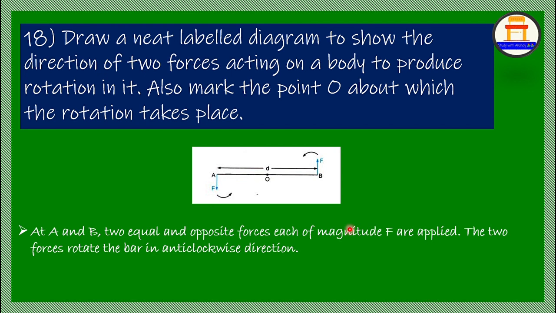Basically, draw a neat labelled diagram to show the direction of two forces acting on a body to produce rotation. You can write it this way or vice versa as well. You can even write the clockwise direction because they have not asked just for anti-clockwise. If you are writing this, mention anti-clockwise. If you are writing the vice versa, you can mention clockwise direction.